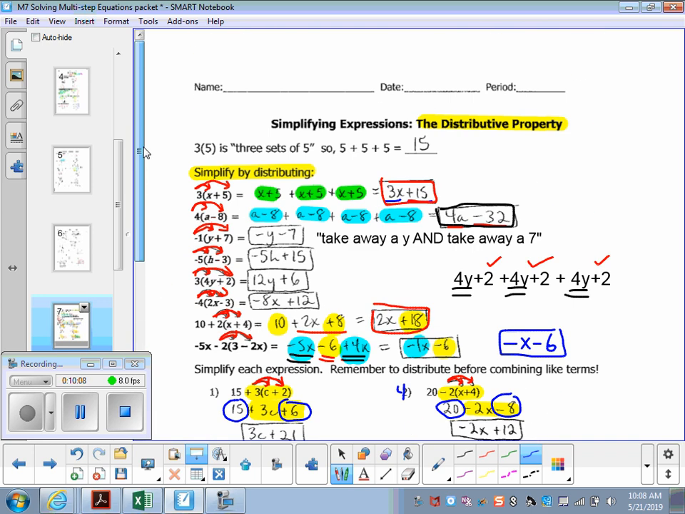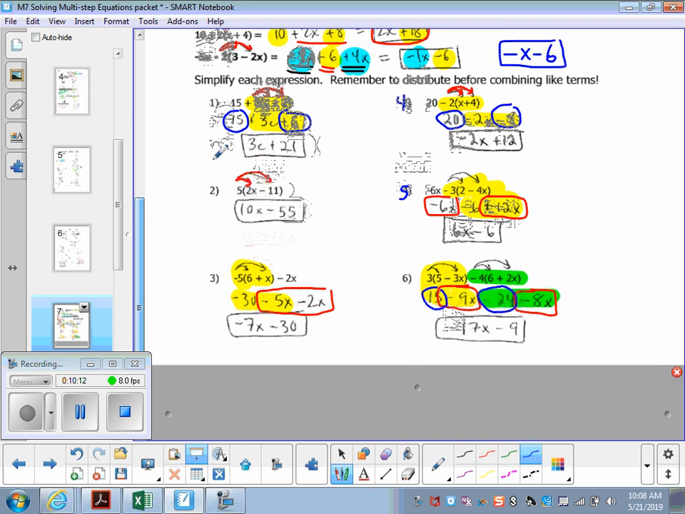So when you are distributing, you are simplifying an expression. Your answer should still be an algebraic expression. You have not yet solved for the variable, but that's where we're going with it next. That concludes the video for page 4. Thank you.